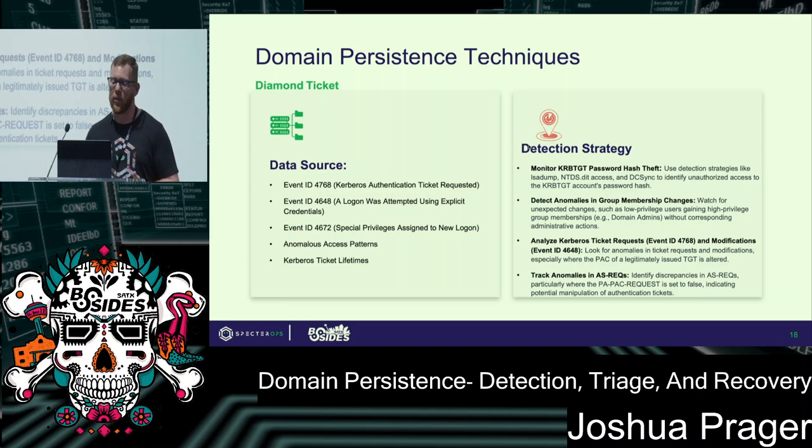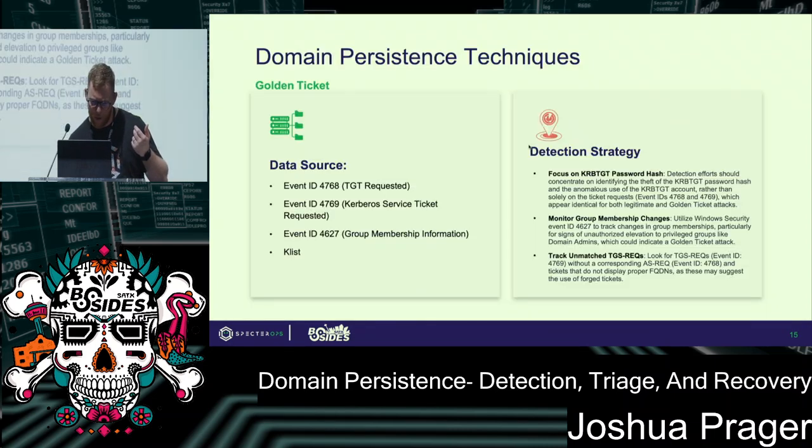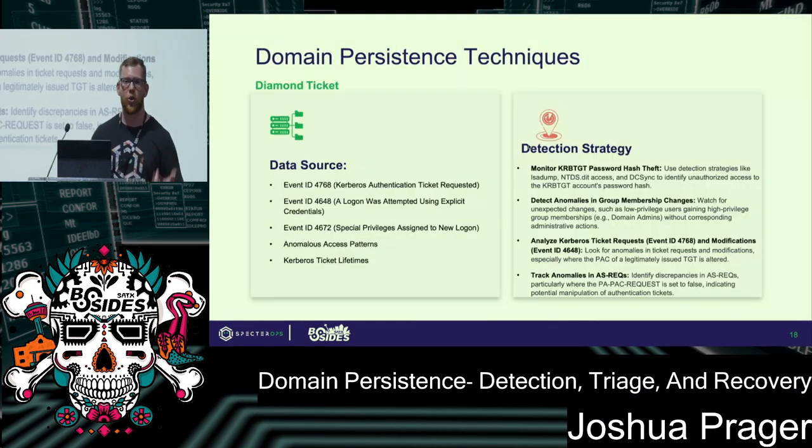One of the other things is we can detect anomalies of the group memberships, just like we did for golden ticket. If you're seeing, you know, Josh Prager, who's a lowly user with no business having domain admin rights, all of a sudden have a 4627 event ID attributed to him, and all of a sudden has SIDs related to domain admins, that stands out as super suspicious. Okay.